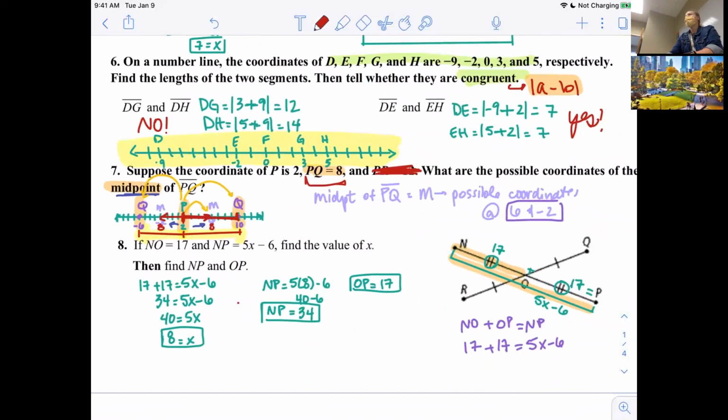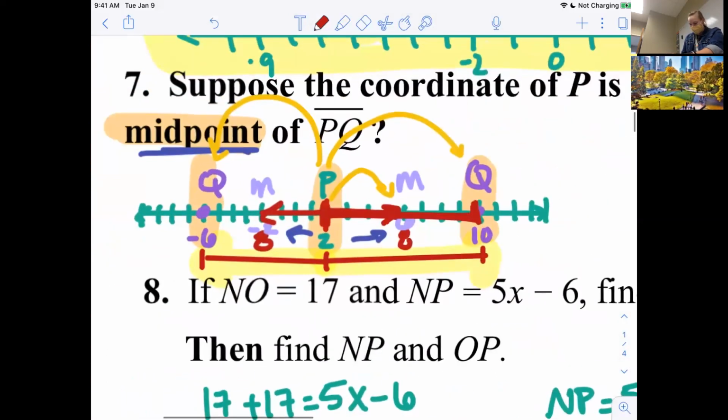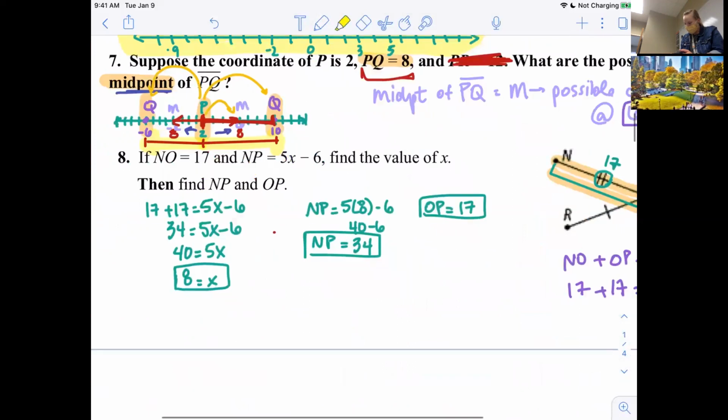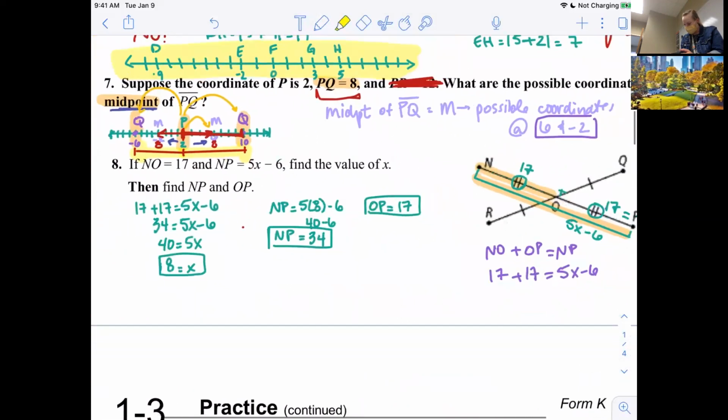Any questions on that one? Ava? So are you okay with how I got 10 and -6 for Q? So now I just went middle between P and Q. So I went halfway between those two distances. Oh, okay. You good then? Do you want me to keep talking about M or? Okay. All right. And then let's look at 8 before we go over to the next page.